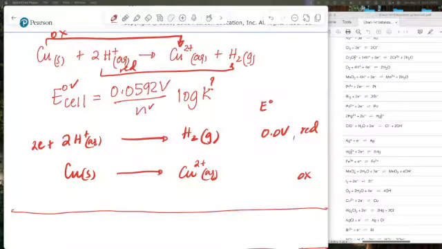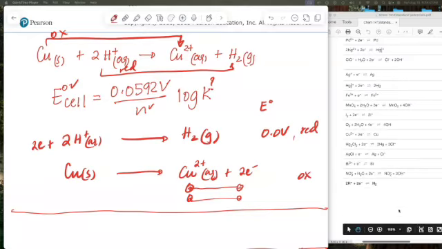Okay, if you're looking at this right here, the right side has got 2 positives. Add 2 negatives here to make this match the left side, so the negatives will cancel out the positives. We have 2 electrons here. Okay, let's look at our equation and see how this works out.